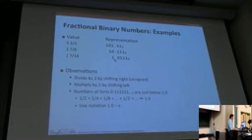And 1 7/16 would be 1.0111. So the 1 to the left of the binary point is 1. And then we have 1/4 plus 1/8 plus 1/16. So 1/4 is 4/16, 1/8 is 2/16, and 1/16. So you add those up, you get 7/16.